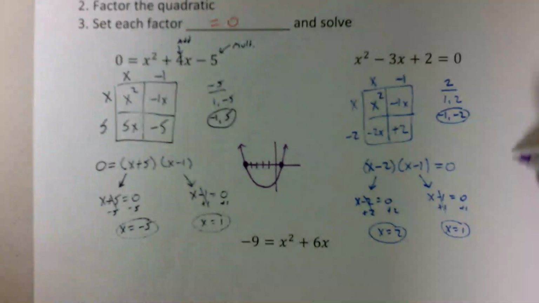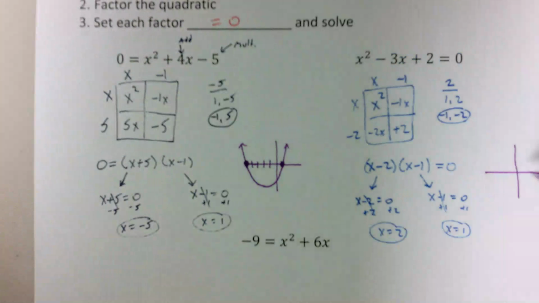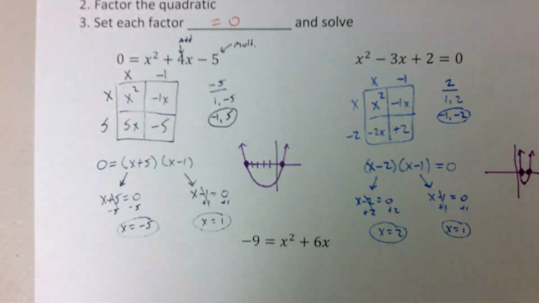What would the graph look like? Well, the graph is going to go through 2 and 1. So this is a really skinny parabola. It's going to do something like that. And those are the two spots that it goes through on the x-axis.